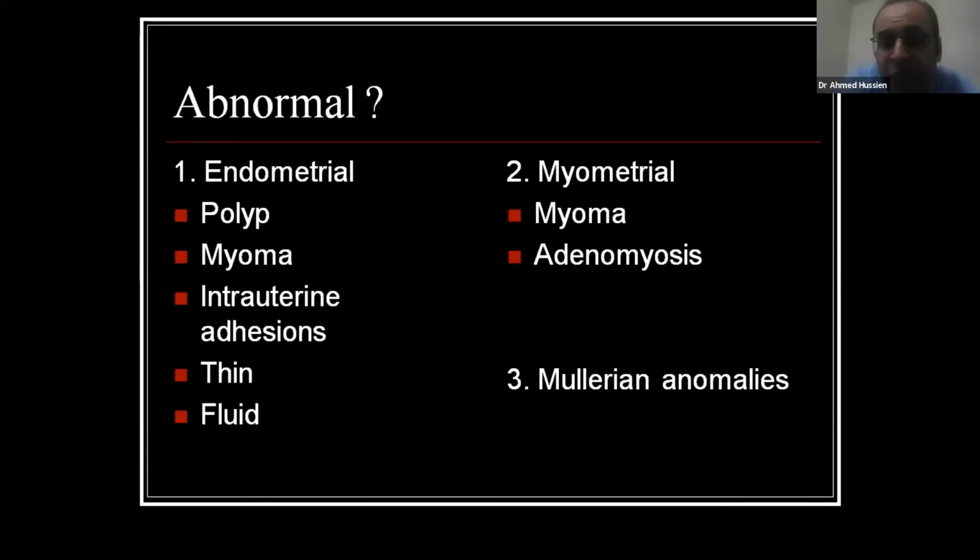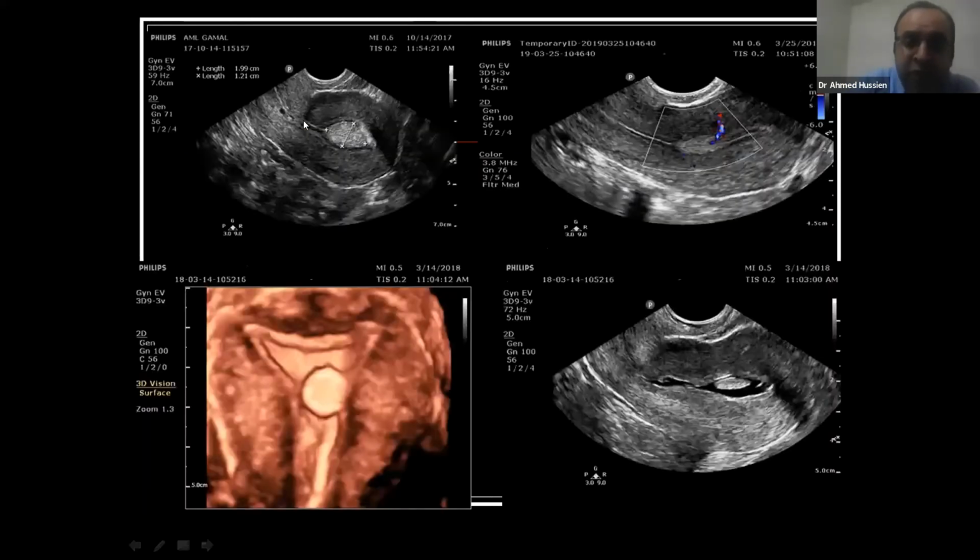What is the abnormal? You can find abnormality in the endometrium or in the myometrium. Abnormality is an echogenic structure in the endometrium, interrupting the endometrium line. If you add Doppler, you will find a single feeding vessel. And if you add saline, this is a picture.